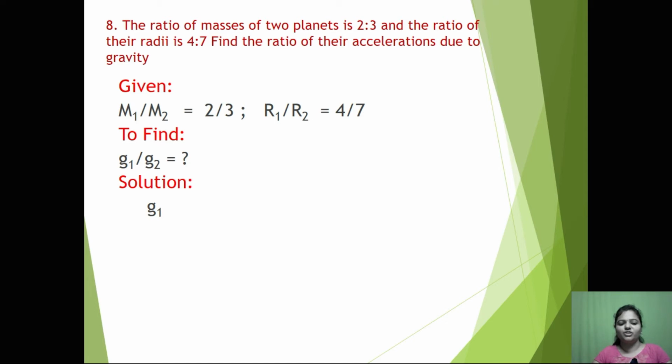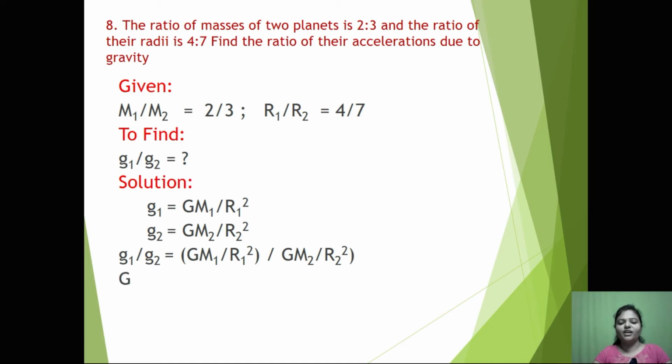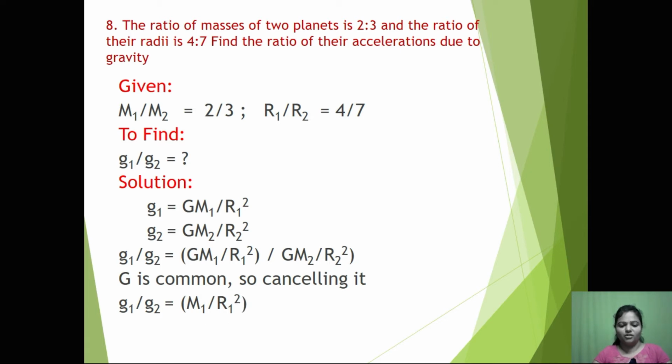So we will start the solution by writing the formula for g1. So g1 is equal to Gm1 divided by r1 square. G2 is equal to Gm2 divided by r2 square. We are supposed to find g1 divided by g2, the ratio. So g1 divided by g2 is equal to Gm1 divided by r1 square, the whole divided by Gm2 divided by r2 square. If you take the RHS, the term G, capital G, is common in the numerator and in the denominator. So we can cancel that. So we get g1 divided by g2 is equal to m1 divided by r1 square, the whole divided by m2 divided by r2 square.